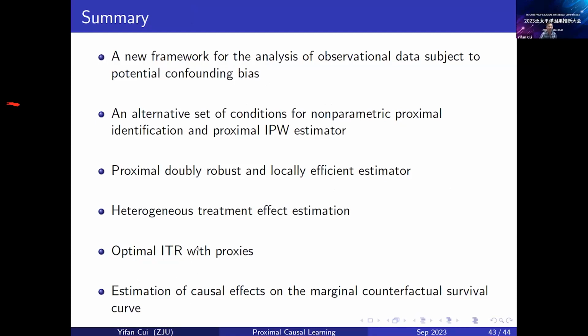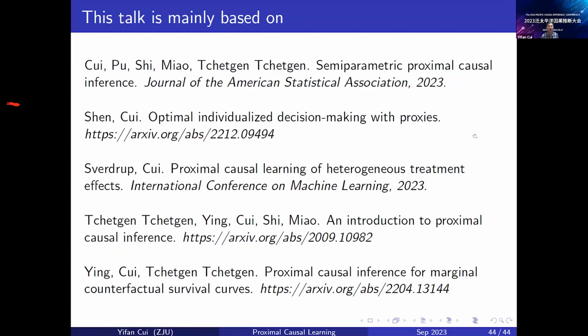And what I didn't mention is we did this optimal individualized decision making for the proximal causal inference, how to best use the information of the proxies W, X, and Z to make a sharp decision. And we also did the survival analysis to estimate the marginal counterfactual survival curve. The talk is mainly based on those papers, and thank you, everyone.